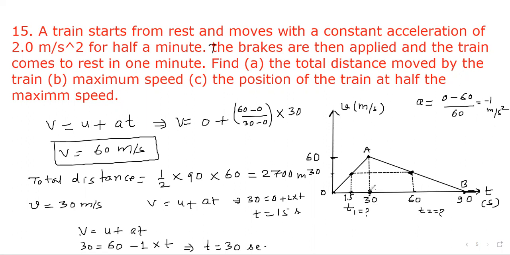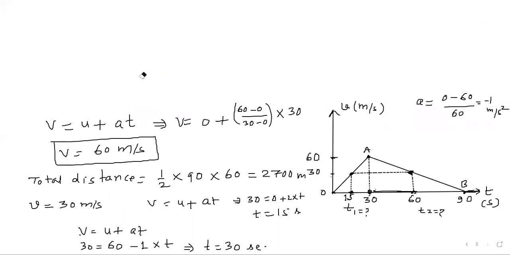So we are starting from here till here. So 30 seconds after this 30 seconds, it means it is 60 seconds. So T2 is 60 seconds, starting from rest. Now we have to find out the position of the train at half the maximum speed. So corresponding to this point when time is 15 seconds and corresponding to this point when time is 60 seconds, we have to find out the position of the train. So for that purpose, let's evaluate it.